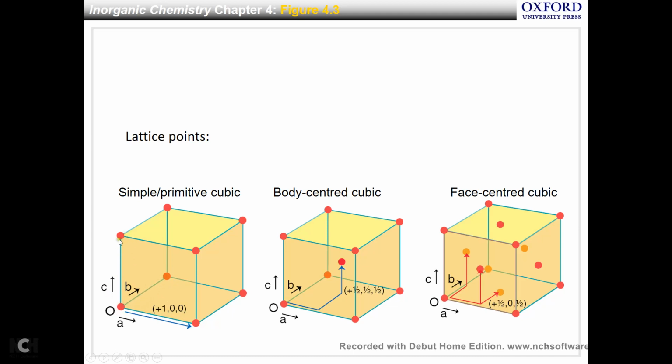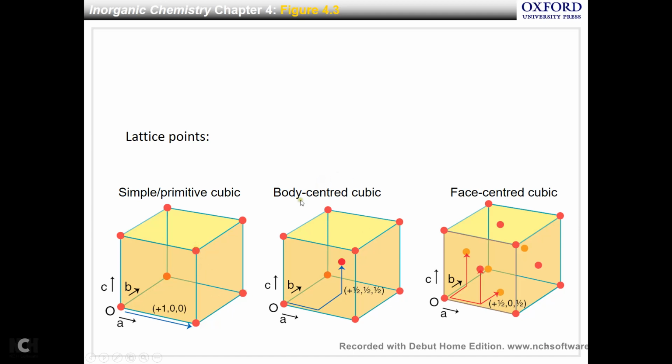How about this one? This one is 0, 0, 1. Okay, 0, 0, 1 means 0A, 0B, 1C. How about this one? You get 1B and 1C. How about this one? You have 1B, 1A, and 1C. So this lattice point has a coordinate of 1, 1, 1. So again, 0, 0, 0, 1, 1, 1. This is 1, 0, 0, 0, 1, 0, 0, 0, 1, 0, 1, 1. Okay, this guy, 1, 1, 0. How about this one? 1, 0, 1.